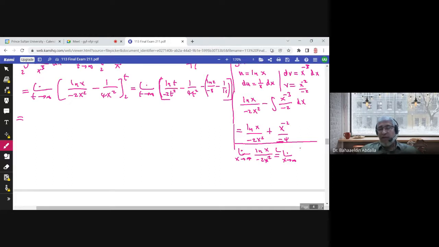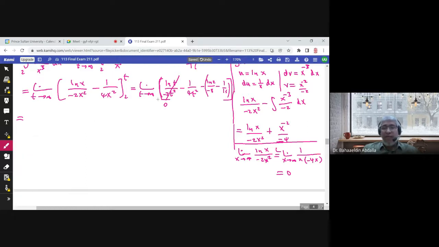The derivative of ln x is 1 over x. The derivative of negative 2x squared is negative 4x. And if you replace x by infinity now, negative 4x will be negative infinity. 1 over negative infinity is 0. So in fact, this limit will go to 0.